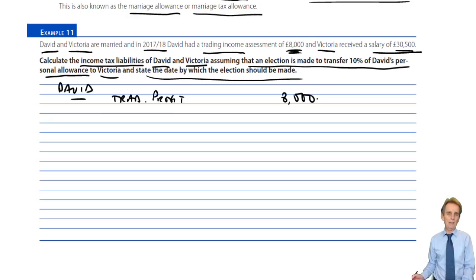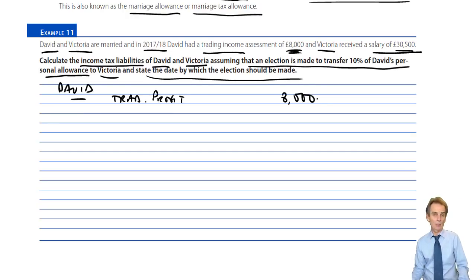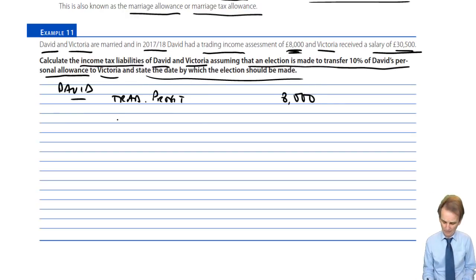Now that's non-savings income. I'm not going to bother with the columns because we don't need them because there's nothing taxable. And he's got a personal allowance available to him. Now remember, he has transferred 10% of the 11,500. So 11,500 minus the 1,150 transferred will be a personal allowance of £10,350 there. And that will bring us down, of course, to nil taxable income.